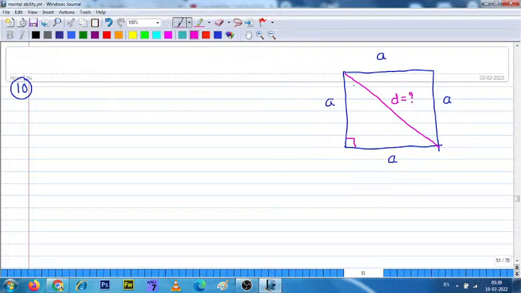Using this right angle triangle, by the Pythagoras theorem, D square is equal to hypotenuse square, which is side square plus side square. You can write A square plus A square. This is nothing but 2A square. Already in exponents and powers we have studied. D square is equal to 2A square, whereas the length of the diagonal D is equal to root over 2A square.